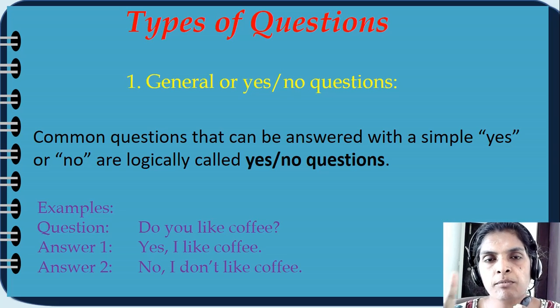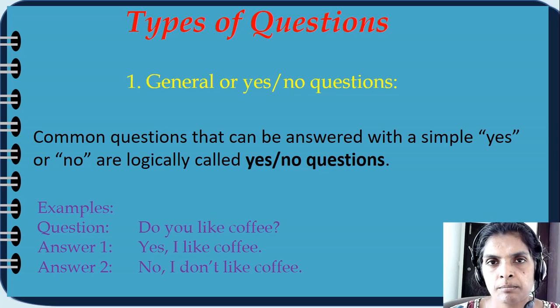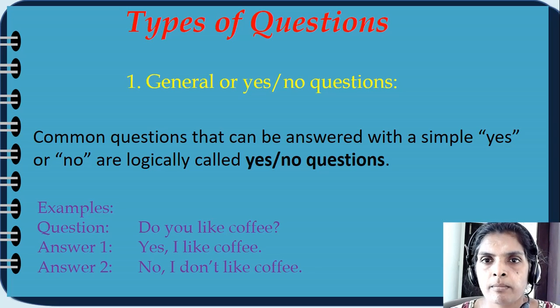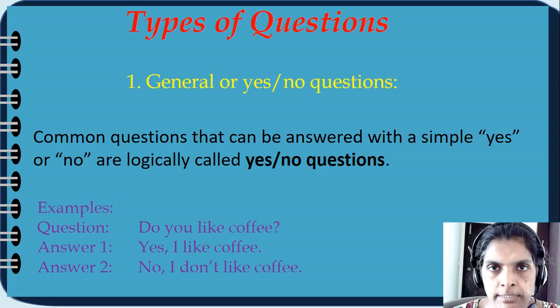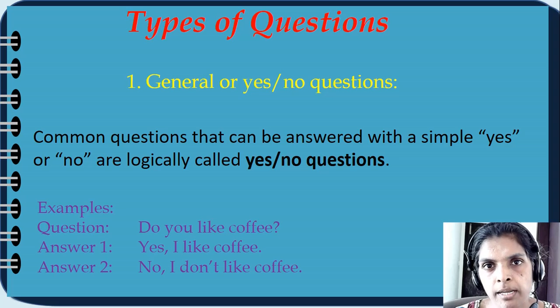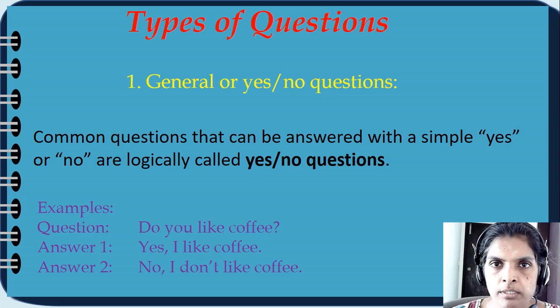So this question can have only 2 answers. One will be with yes or the other can be with no. It can be only these 2. It can't be anything else. It can either be yes I like coffee or no I don't like coffee. That is why they are called yes, no or general questions. One more example can be, are you coming tomorrow? It can be yes I am coming tomorrow or no I am not coming tomorrow. Is it raining? Yes it is raining. No it is not raining.